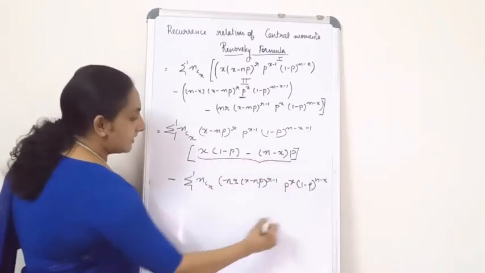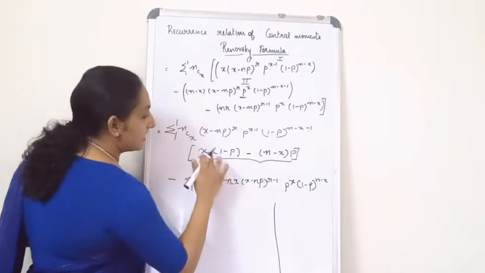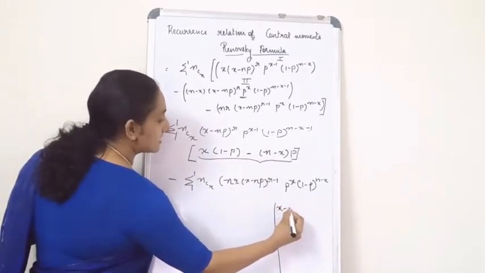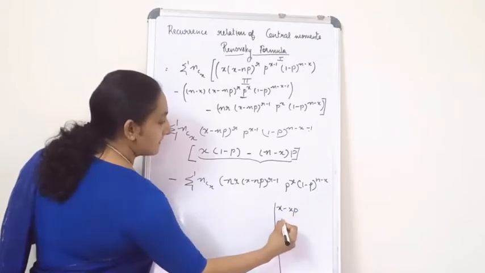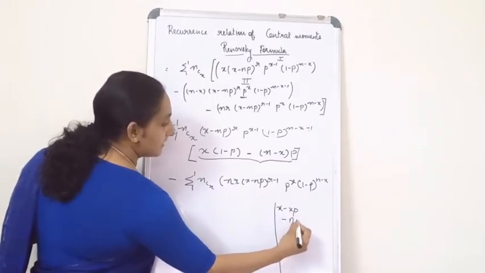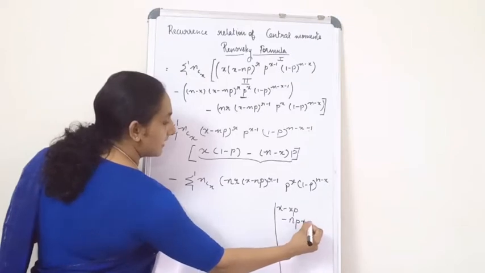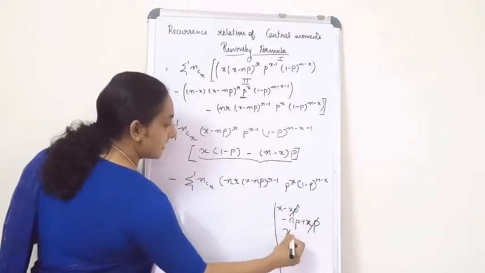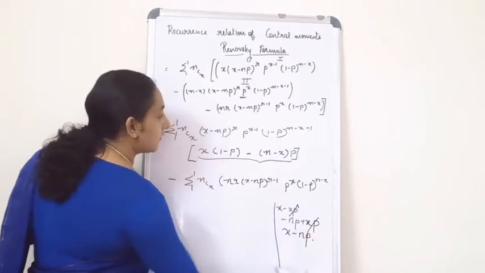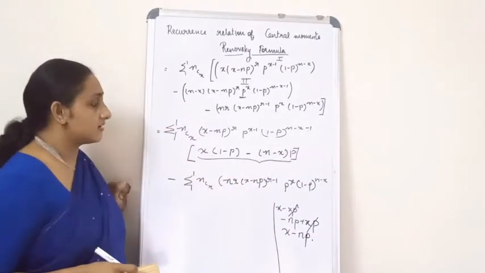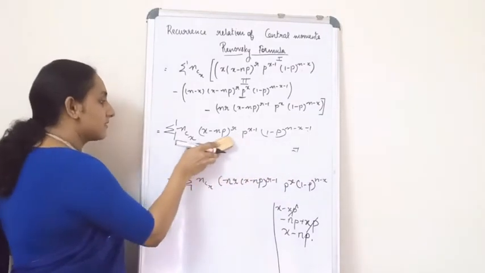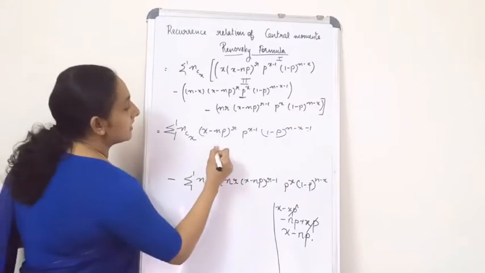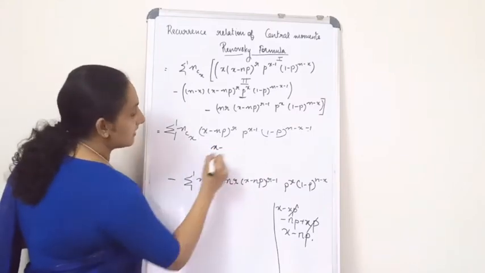Okay, so now I'm going to draw a column over here, and do some calculations and see what I get. x minus xp minus np plus xp. So this and this get cancelled. Finally I get x minus np. So instead of this big thing, you can write x minus np.